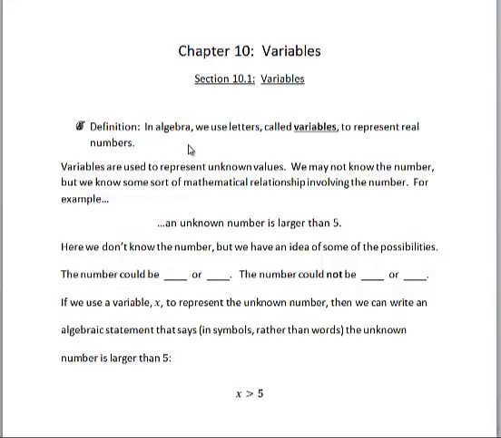So we're getting started with chapter 10. In this video, we'll cover the entire chapter, and we're going to be talking about variables. And variables are usually what you think of when you think of algebra.